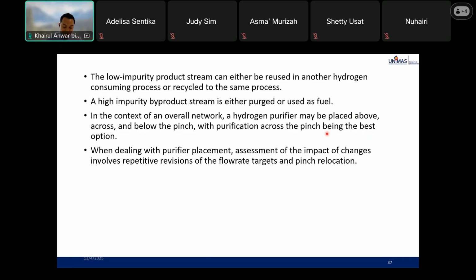So when dealing with purifier placement, assessment of the impact of changes involves repetitive revision of the flow rate target and pinch relocation. Such tasks can be quite cumbersome with the use of physical tools. The GCA technique, which is very amenable to computation, managed to overcome this problem.